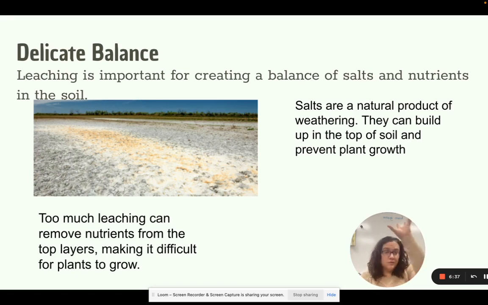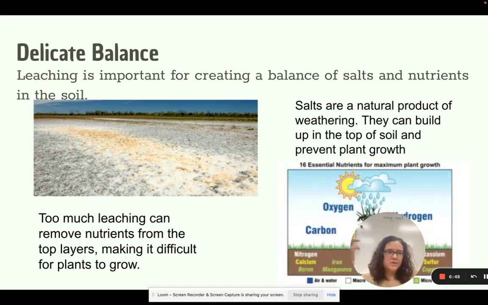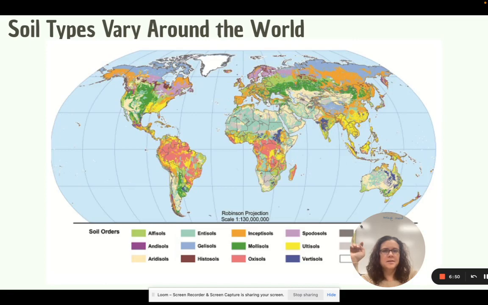Too much leaching, so if too much gets through there, it can actually remove nutrients from the top layers. Like it washes it down. And we end up with top layers of soil that aren't super conducive to plant growth. So it's something just to keep in the back of your mind.